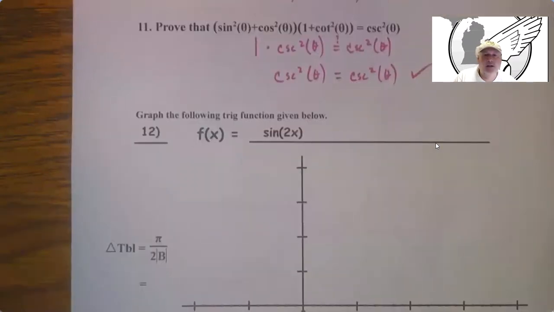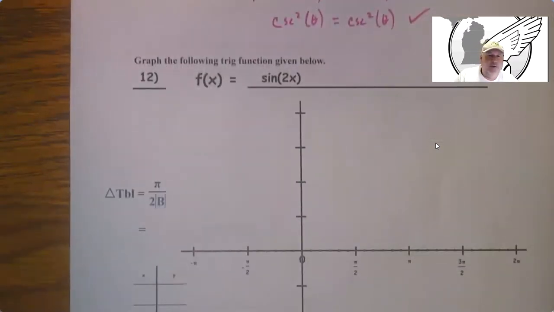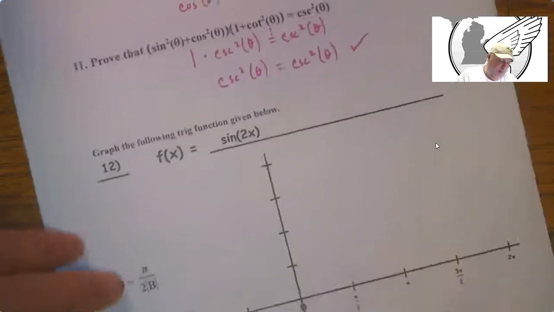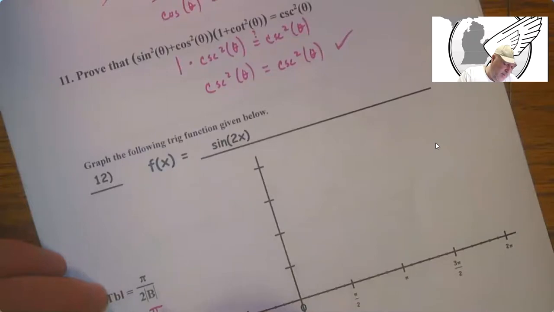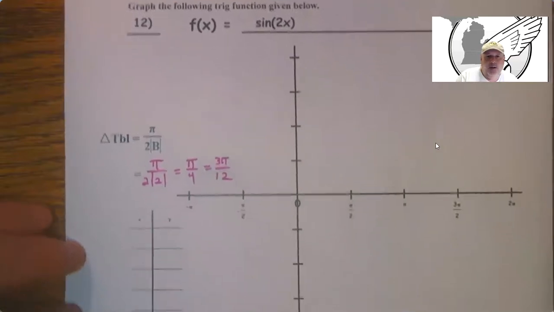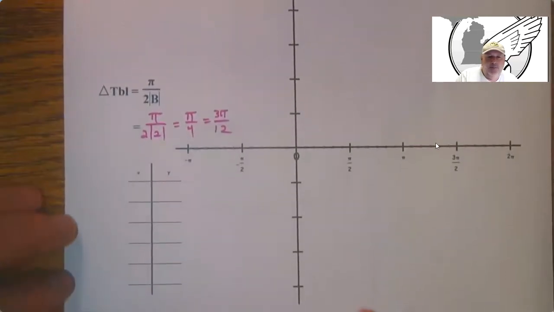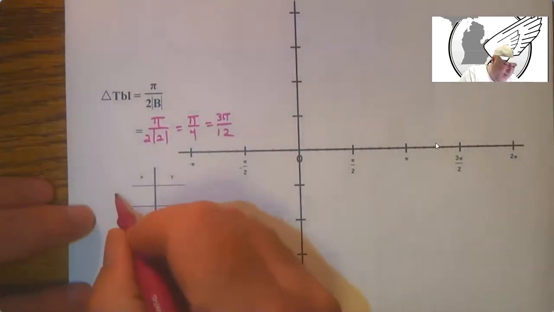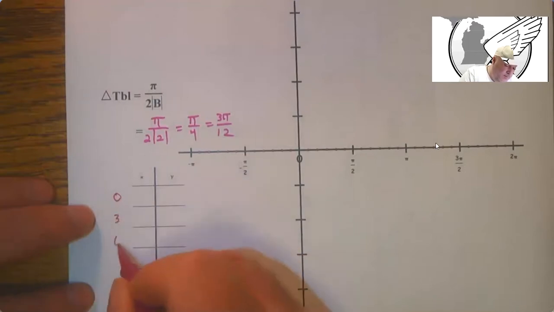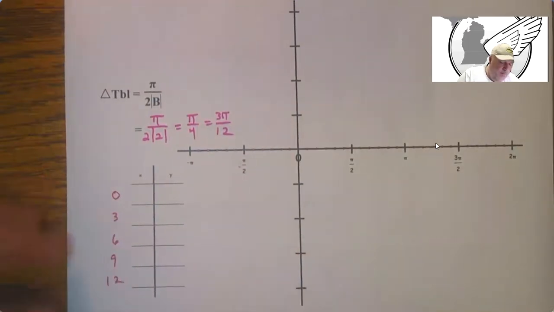All right, graphing. So with this, you need to figure out what your delta table is going to be. And that's when you do the pi over 2 times b. There's absolute value 2. So pi over 4. What is this in terms of 12ths? 3 pi over 12. So it's very important that you get that. So 3 is the step. So that's 0 pi over 12.